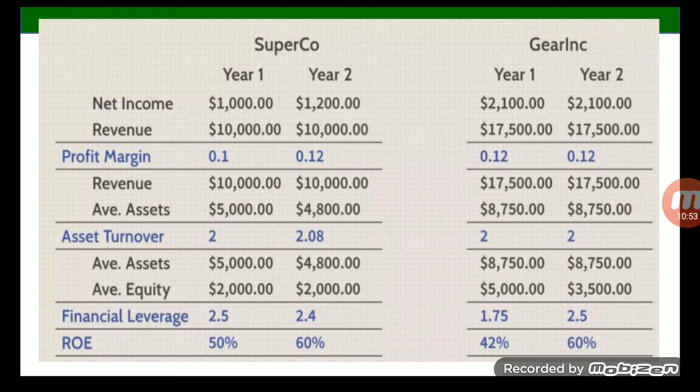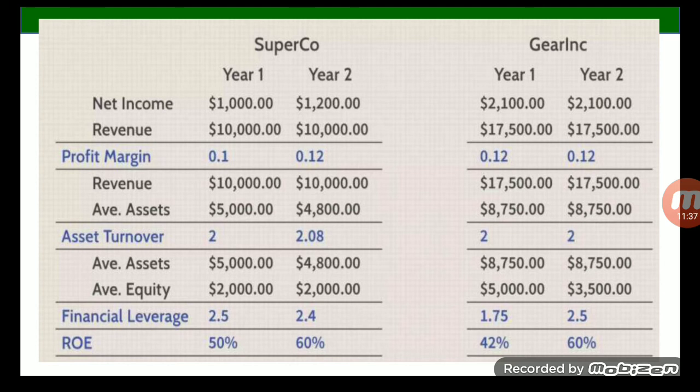Asset turnover is equal to sales divided by average assets, that is sales revenue. So if we calculate asset turnover, it comes to 2 in the first year for Super Company, and 2.08 in the second year, slightly increased. In the case of Gear International, 2 is the number in the first year and the second year. Financial leverage, if we calculate, we get 2.5 for Super Company in the first year, and 2.4 in the second year. For Gear International, if we look, 1.75 and 2.5.